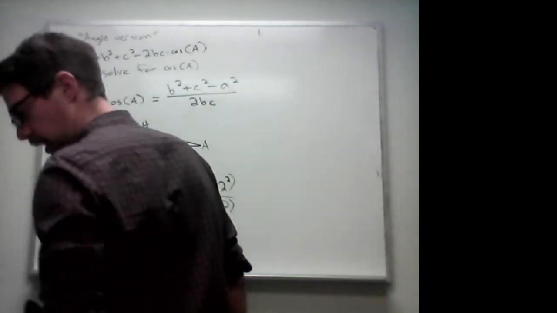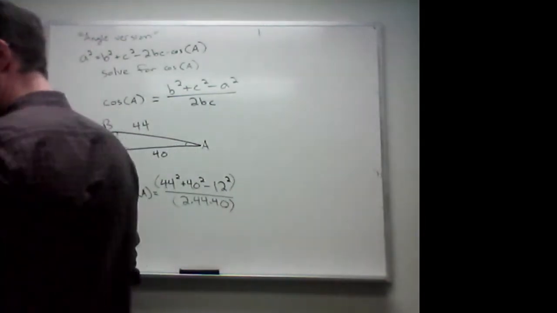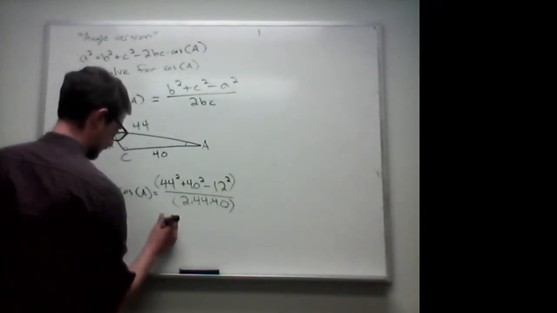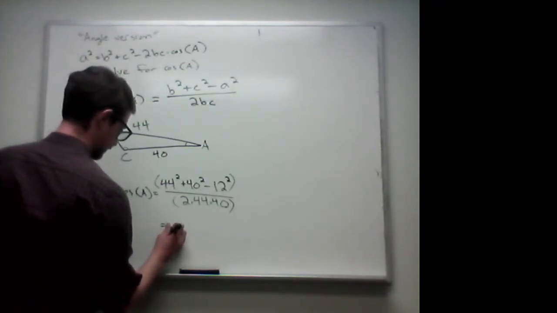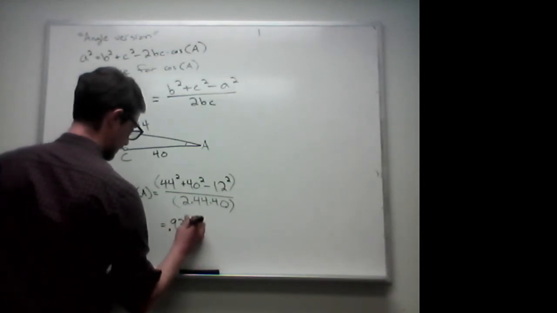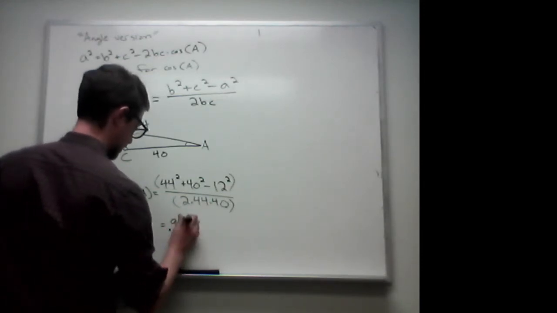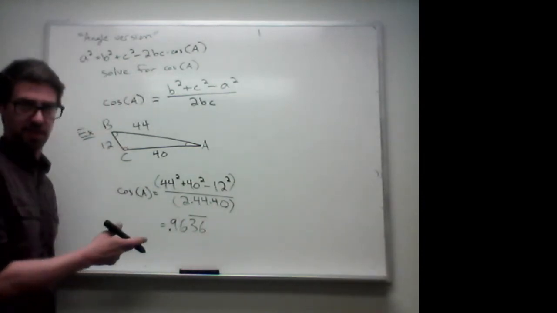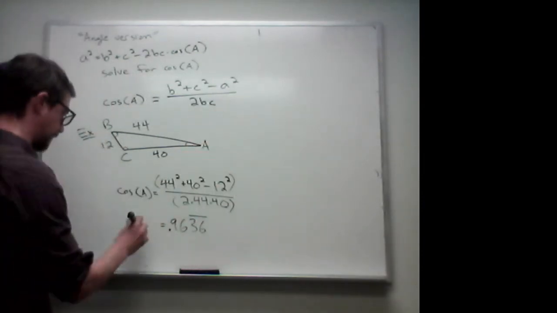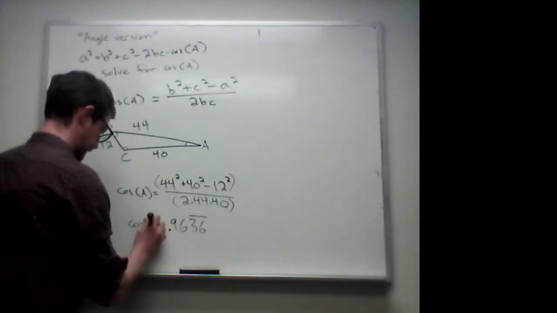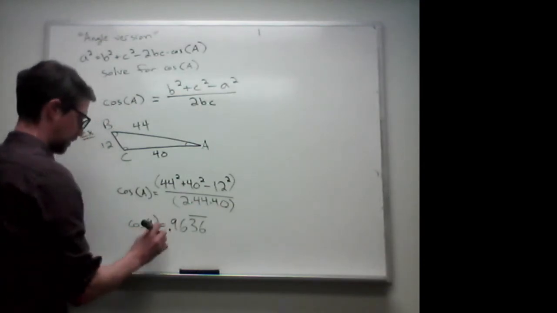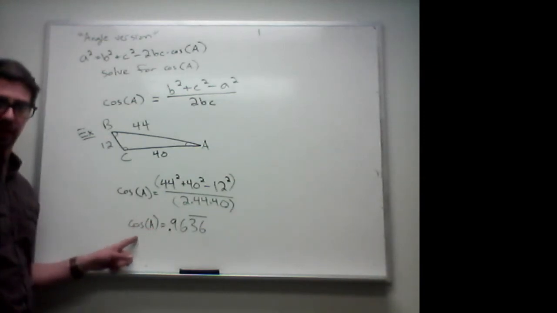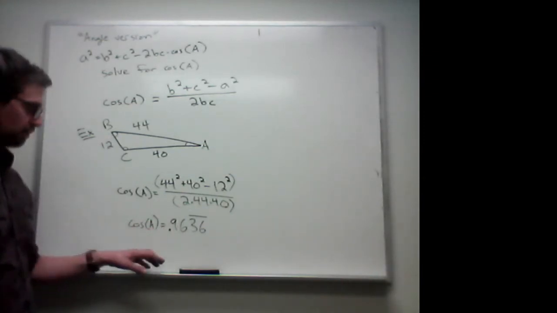You're going to get something along the lines of 0.9636 repeating. I'm sorry, 0.963636, and just that part's repeating, so it's 0.96363636, blah, blah, blah. And then remember, that's not the answer. This is the cosine of angle A. So you have one more move.